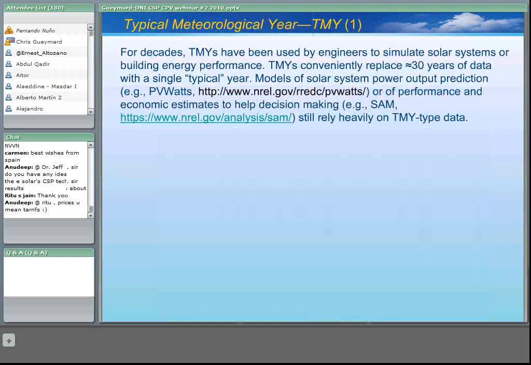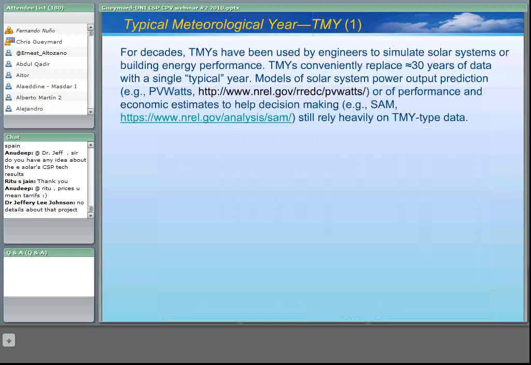For decades, we go into the typical meteorological years now. And this is a very useful tool, actually, for many things. And that's why it has been developed in, I would say, the 60s and 70s. And that was developed to help engineers to simulate solar system and building energy performance. So a typical meteorological year conveniently replaces about 30 years of data with a single year, which is purely artificial.